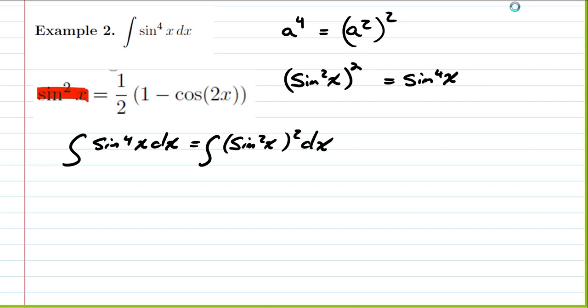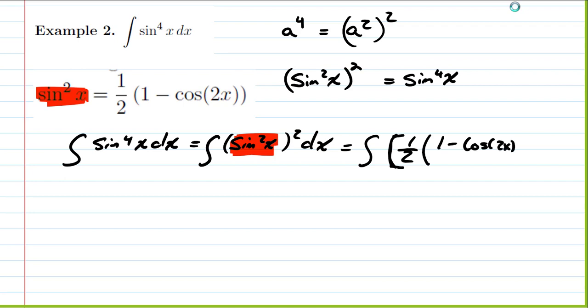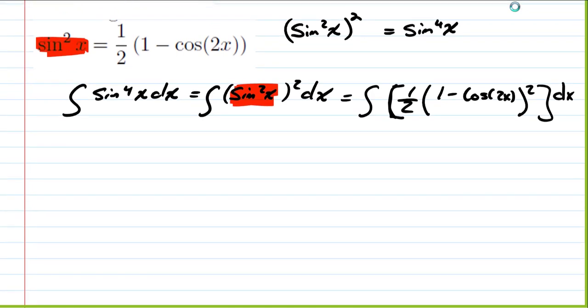And now we can use this identity on sine squared. So then this is the same as the integral of 1/2 times 1 minus the cosine of 2x squared dx. So 1/2 squared, because we have our factors, is just going to be 1/4. But then I'm going to have 1 minus the cosine of 2x squared dx.